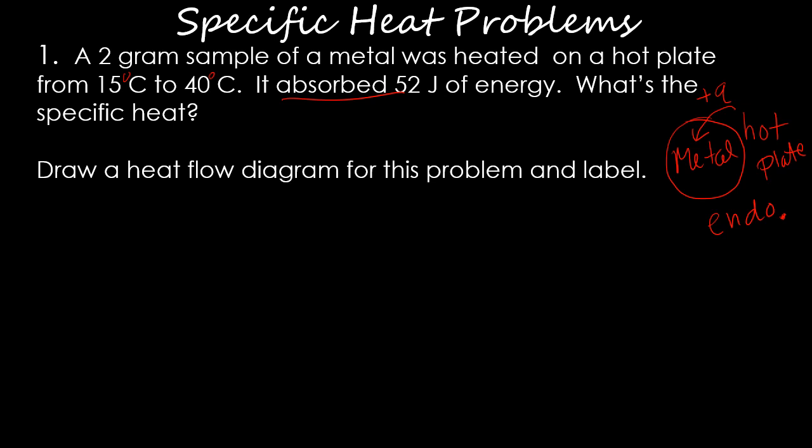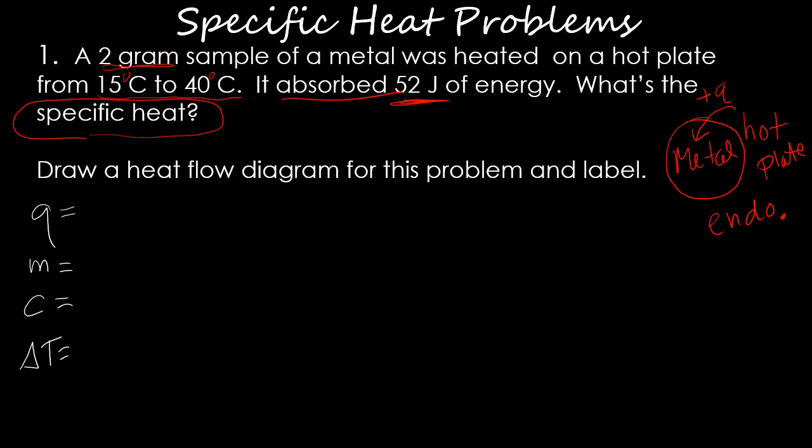So now we want to actually calculate what's going on. So let's check it out. In our question, we're given 2 grams of our sample. We know the temperature goes from 15 to 40 degrees Celsius, and it absorbed 52 joules of energy. And we are looking for the specific heat. So what I like to do to get started is list my variables so that I know I can match up all those numbers to these variables.